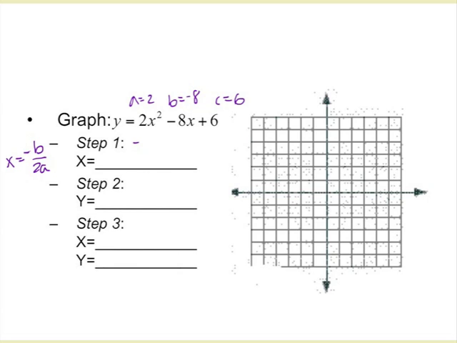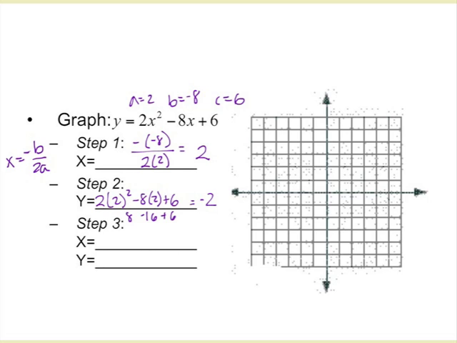So when I do negative b, I'm going to have negative negative 8 over 2 times a is 2. And that gives me a positive 2 as my answer. Then we plug that into our function. Again, you can feel free to use your calculator on these if you want. Let's see, I get 8 minus 16 plus 6, so I get negative 2 on that. And that makes 1 point on our graph.